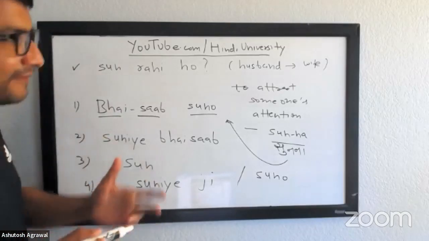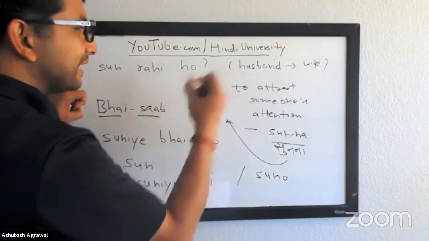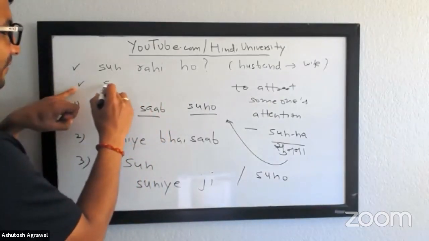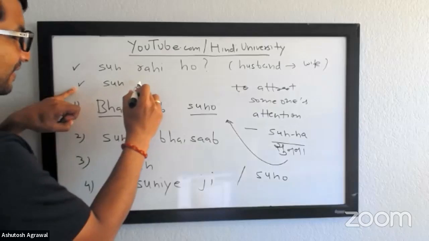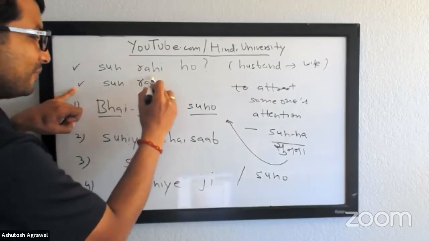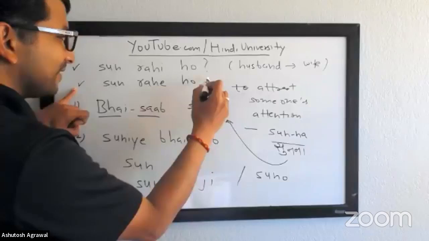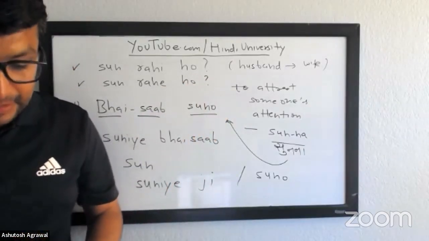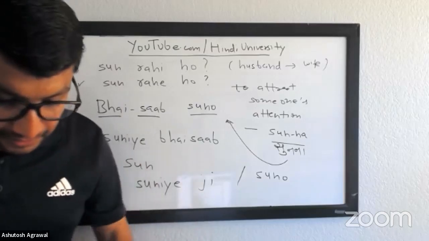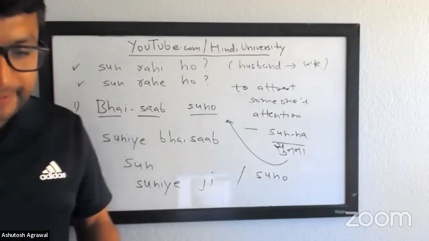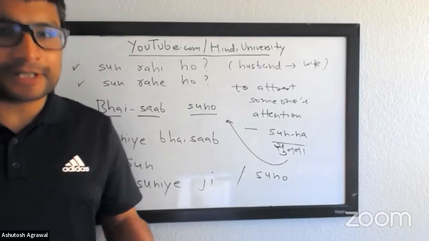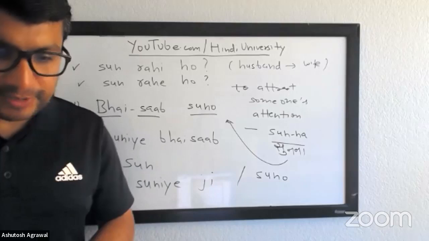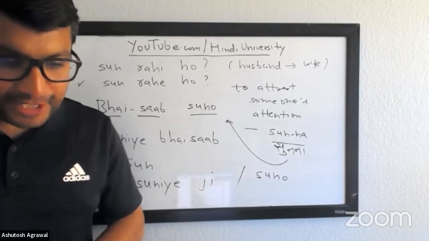And if the wife would like to get the attention of the husband, it would be sun rahe ho, with respect. Sun rahe ho. Amazing. So Delacy doesn't go into that much detail, but these are the different ways of getting someone's attention when you want to share something or tell something to them. Any questions so far?